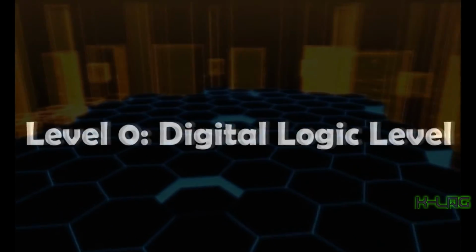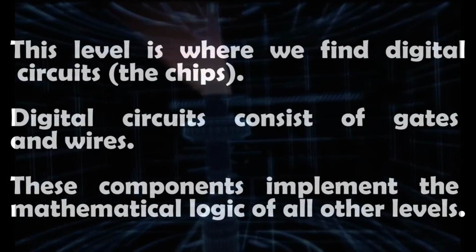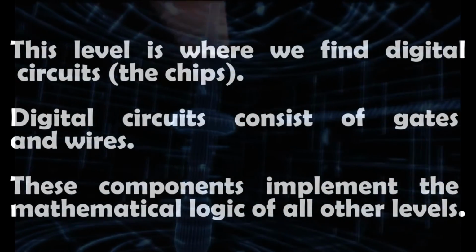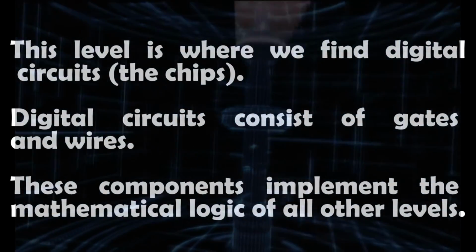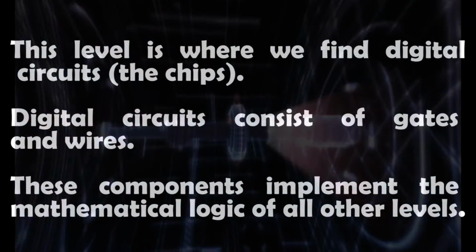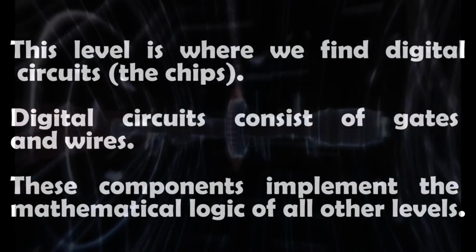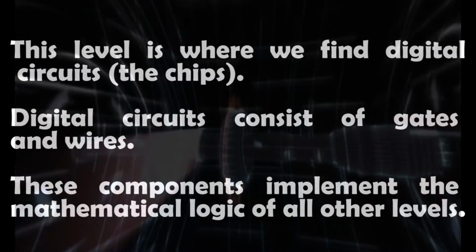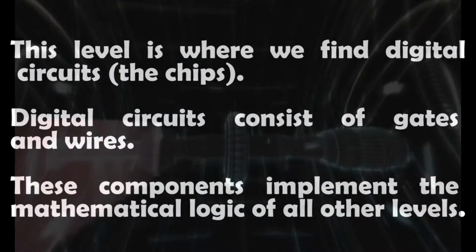Level 0, digital logic level. This level is where we find digital circuits, the chip. Digital circuits consist of gates and wires. These components implement the mathematical logic of all other levels.